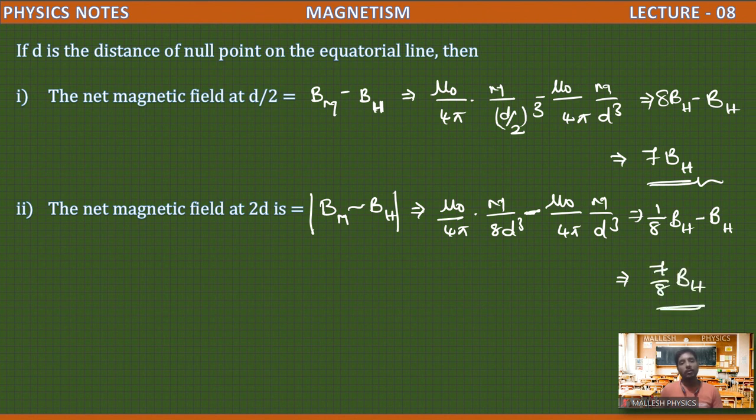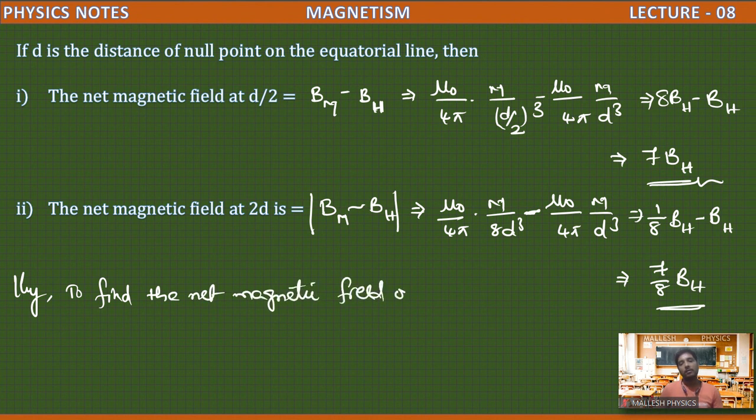In the same way, if you want to find the net magnetic field on the axial line, on the axis, B net is equal to, we have to add two fields as they are acting in the same direction, so we have to add these two. This is the formula.